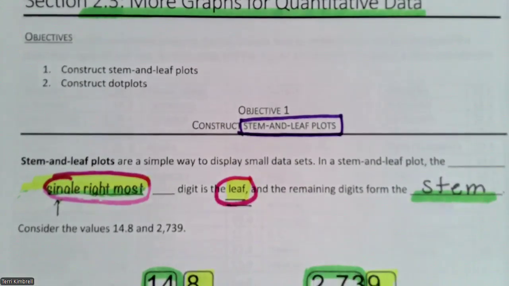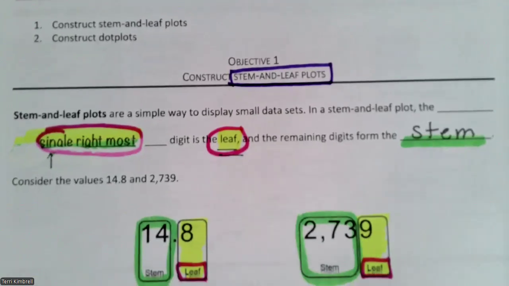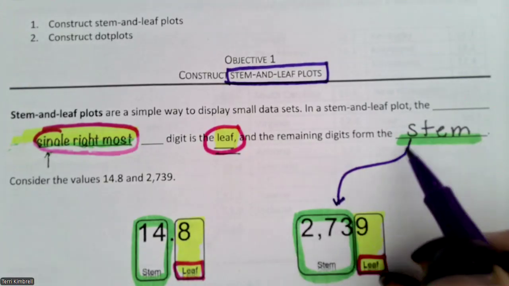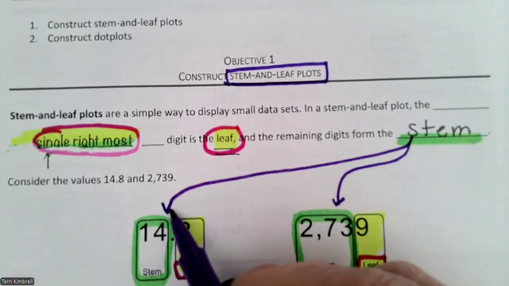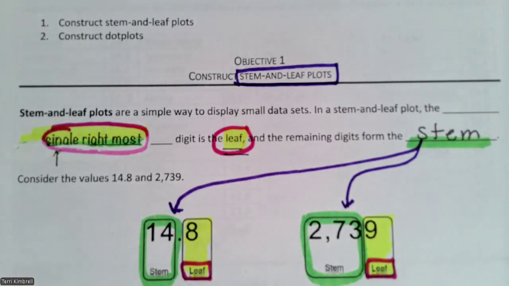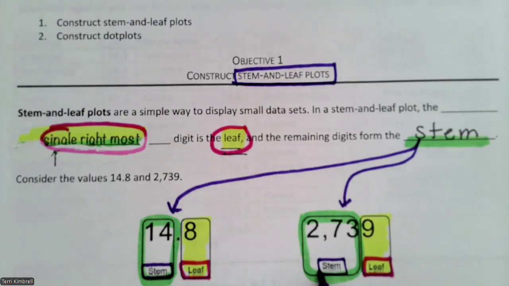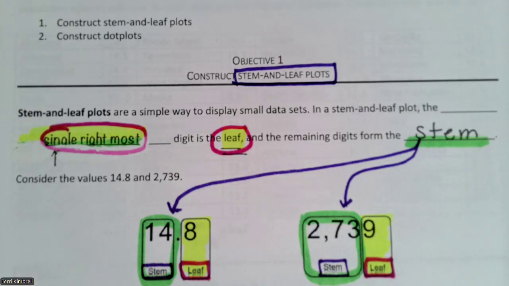Okay. In a stem and leaf plot, the stem is going to be on the left. So your stems are going to be on the left side. Your leaves are going to be on the right side. So therefore, it's the stem and leaf. So stems left, leaves right. Now, the single rightmost digit is going to be the leaf, okay?